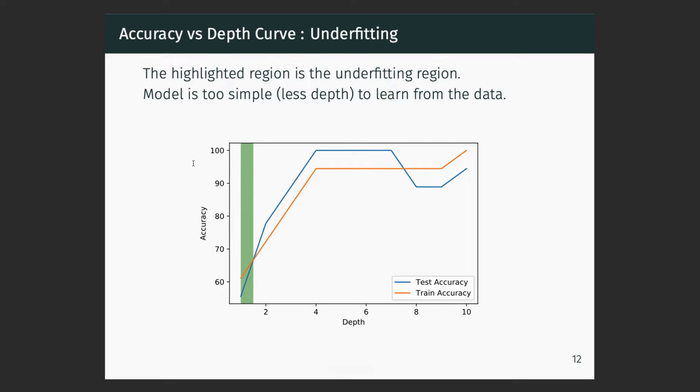When depth is low, this region is known as the underfitting region because there is very high bias. You have made a very incorrect assumption. And the train accuracy as well as the test accuracy will be very poor. At this point, I think it's more important to just look at the train accuracy. Test accuracy will naturally follow to be poor if the train accuracy is poor. And in some sense, the model is too simple, which is the bias which we have introduced.